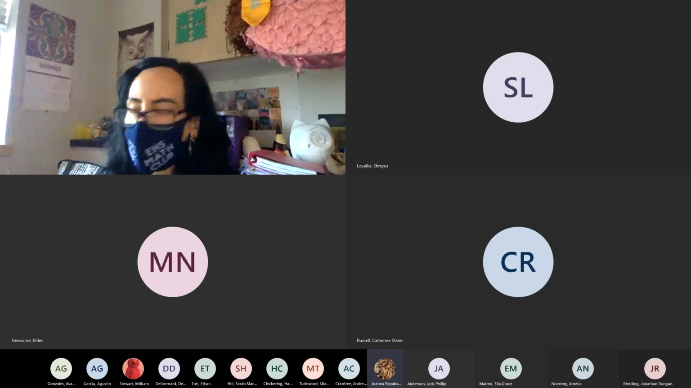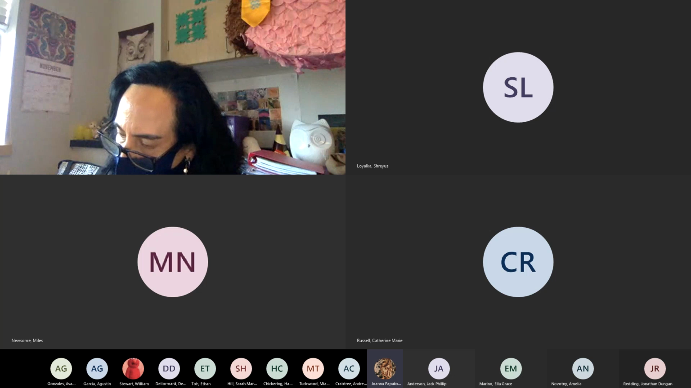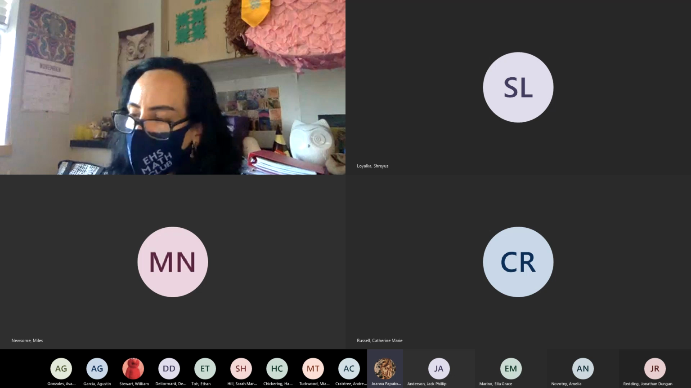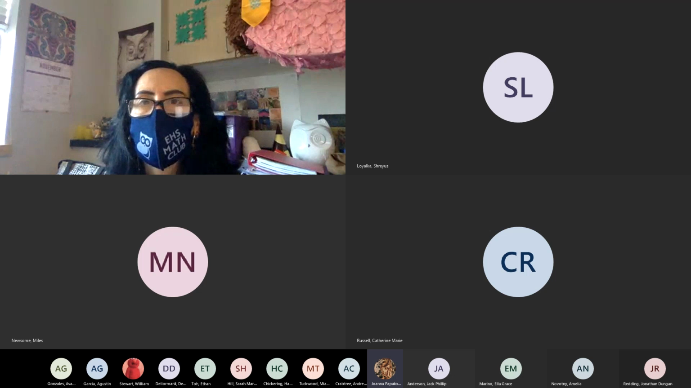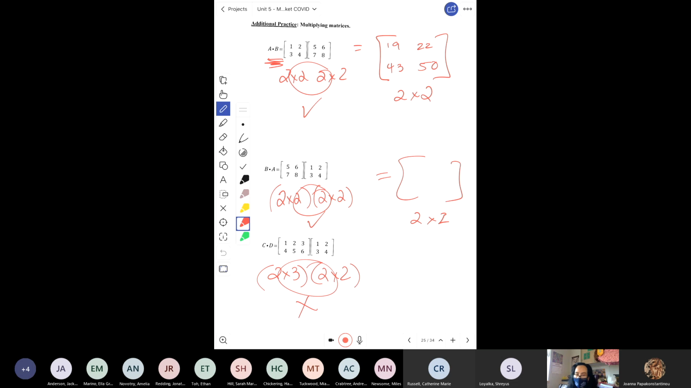Can I perform the first operation, A times B, on that problem? Can I do that? Yes. You should be able to get the first operation. You can do A times B, a 2 by 2 and a 2 by 2. These are the same, so my result is a 2 by 2. Can I perform the second one? Yes, I can. These are the same, so my answer is a 2 by 2. Can I perform the third one? No, because these are not the same. So I can't multiply those. And of course, you would always tell me why.